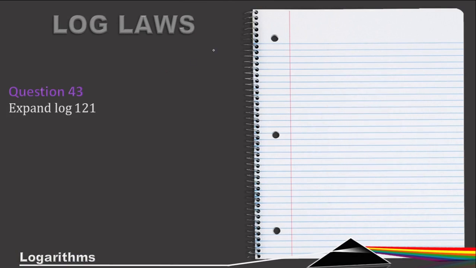Right, expand log 121. First of all, let's just prime factorize. That would become 11 squared, and then we can take the exponent, put it in front of the log, and this will give us 2 log 11.